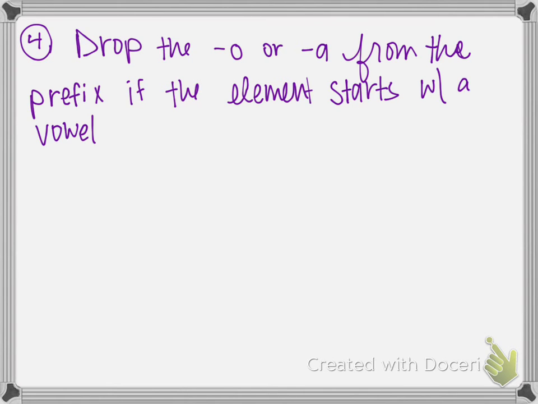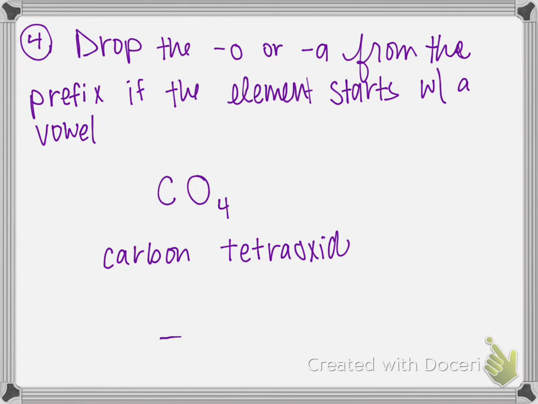Let me give you an example. If you had CO4, we would call this carbon, not monocarbon, but carbon. And then what's the prefix for 4? Tetra. So rather than say tetra oxide, the rule says to drop the A from the prefix, and so it would be tetroxide. So carbon tetroxide. We drop the A out of the prefix because our element started with a vowel.